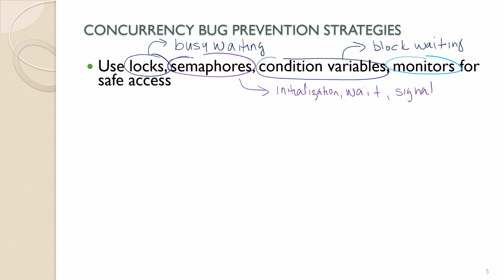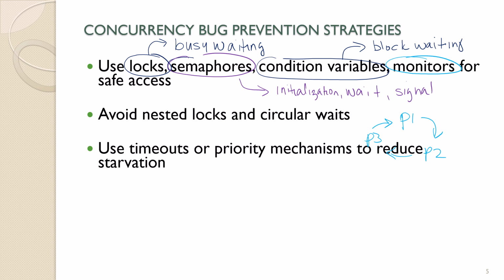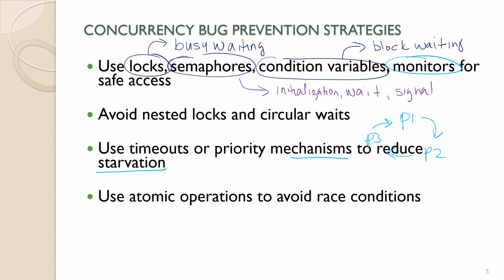And then you have monitors. This is encapsulating the critical section and only allowing one process to be active in a monitor at a given time. So you want to avoid nested locks and you want to avoid circular waits, meaning P1 waits for P2, P2 waits for P3, and P3 waits for P1. Obviously, that's going to cause issues. You want to use timeouts or mechanisms to reduce starvation. Like I said before, starvation means that you're not even getting access. And you want to use atomic operations to avoid race conditions.